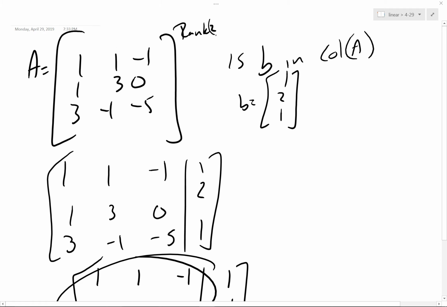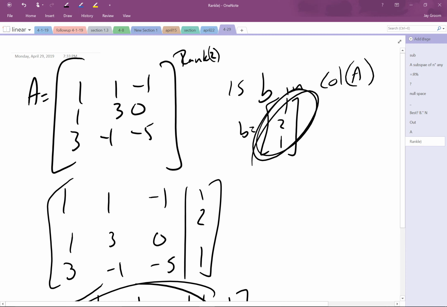Okay, but again, it's not in there because this is a three-dimensional guy. It cannot be in there when I only have rank 2. You can't have a three-dimensional vector in a system that only has rank 2. That's not going to cut it. So no, it's not.